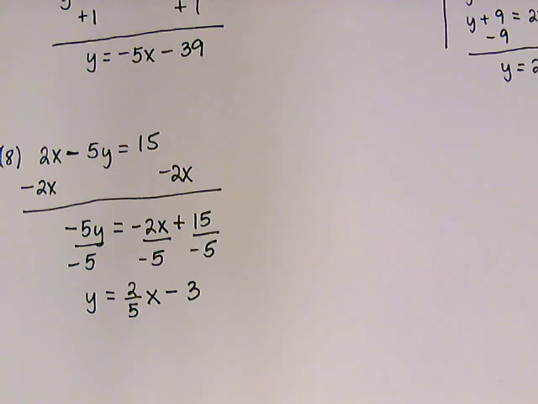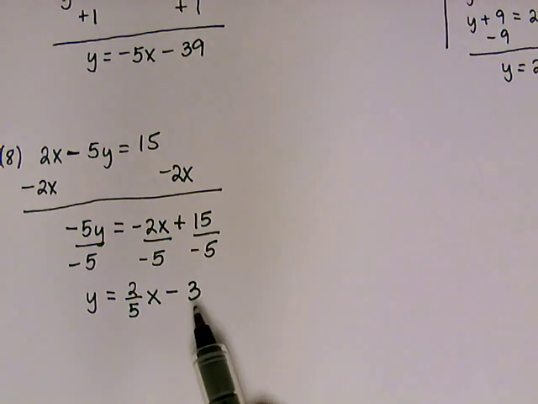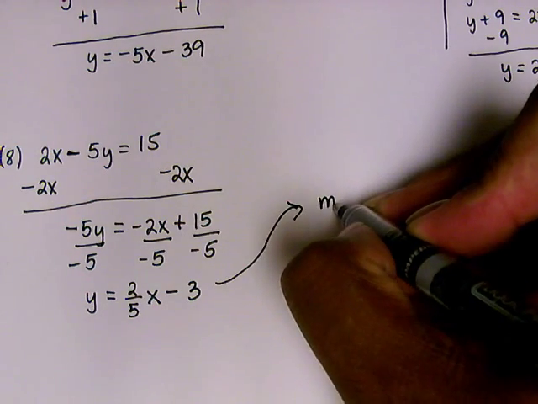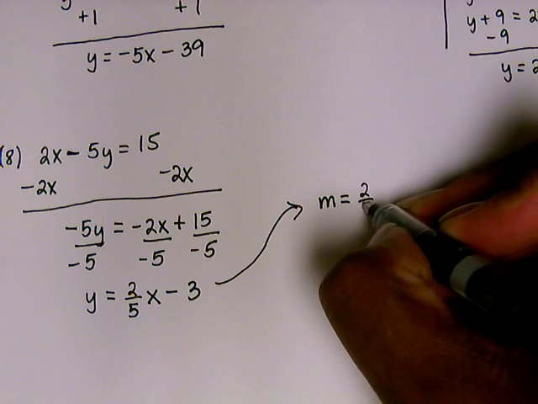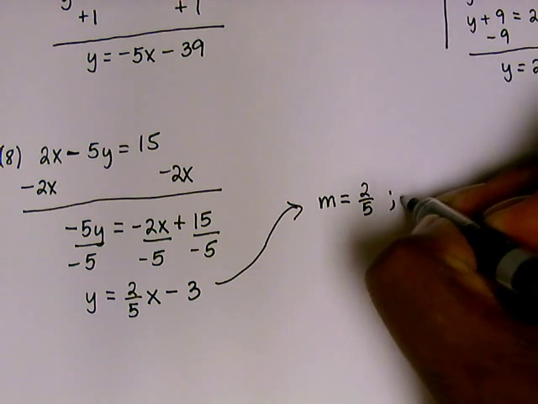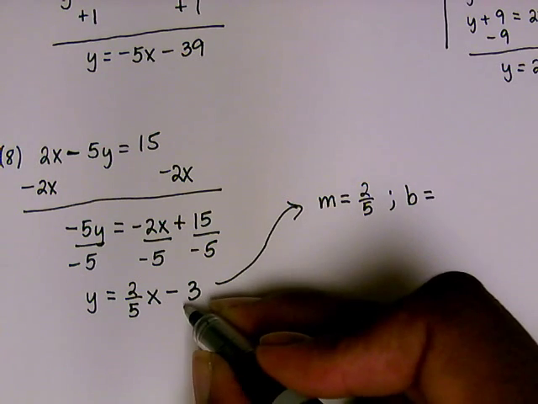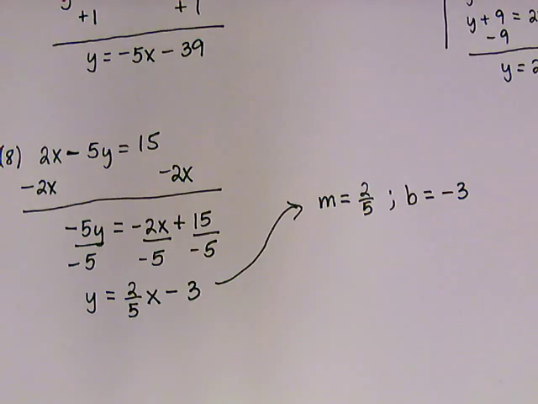That equation is in slope-intercept form, which means the coefficient of your x term is going to be the slope. The number after it is your y-intercept. So in this case here, the slope is this coefficient of x, 2/5. The b, which is the y-intercept, is this number that's added to or subtracted from. In this case, negative 3.